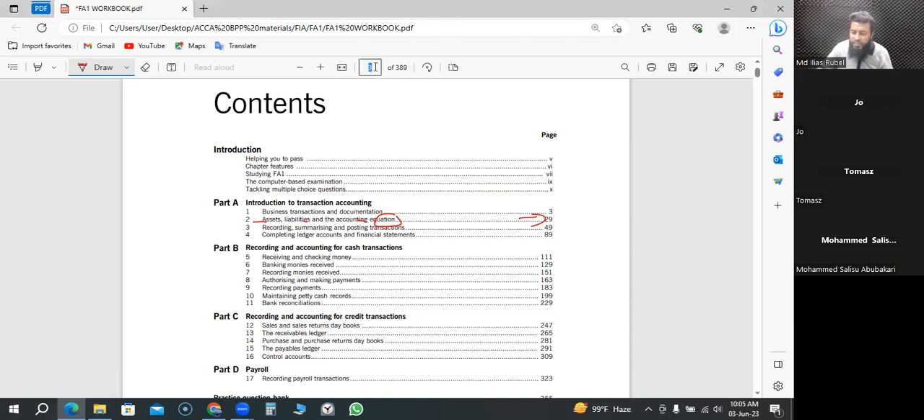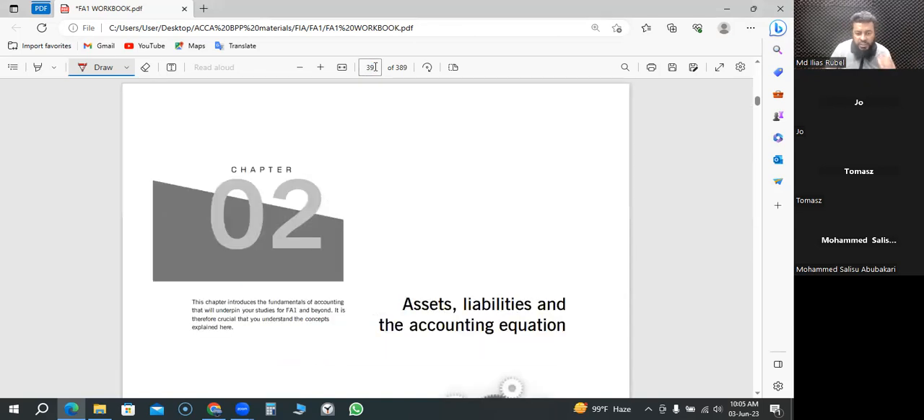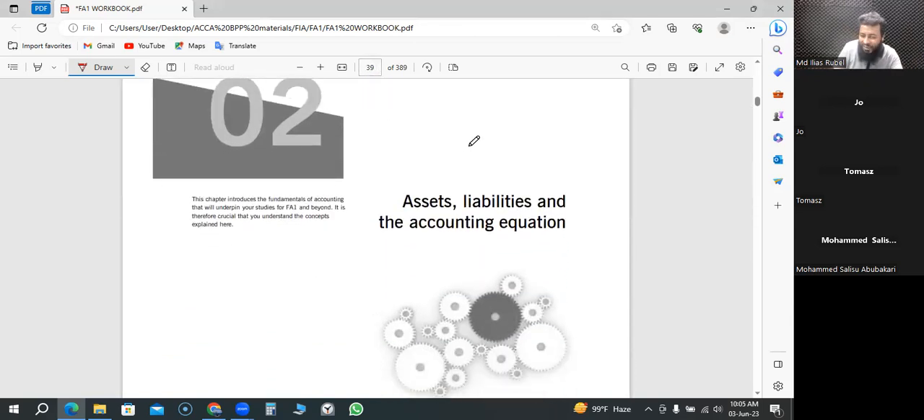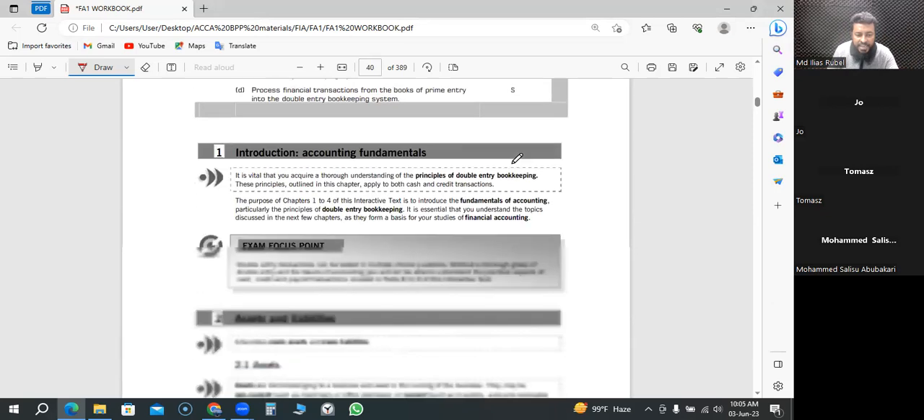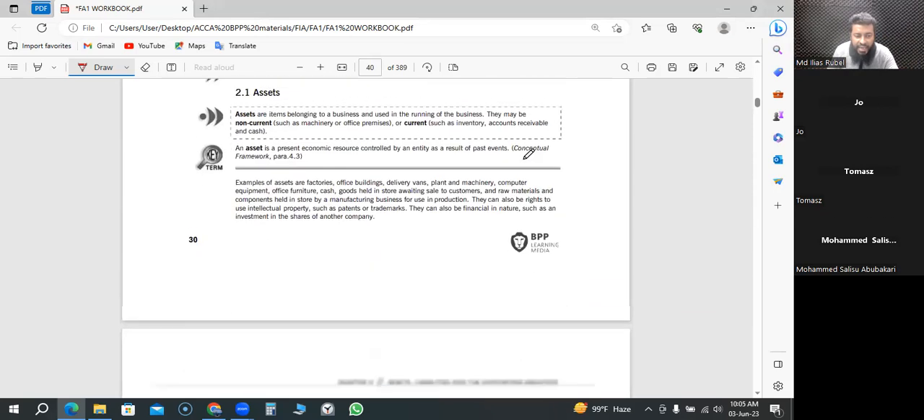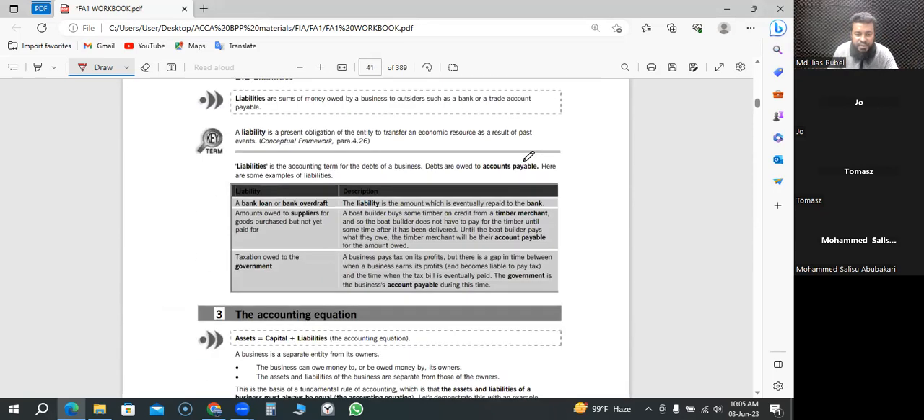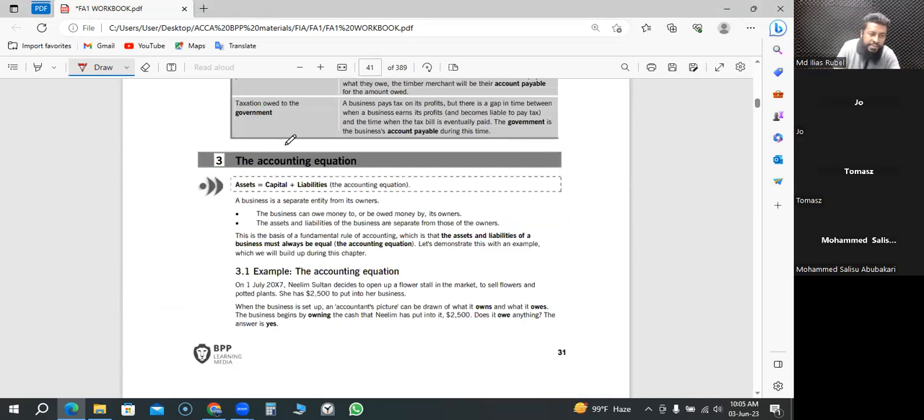Okay, let's start with the book, sharing this world-class material with you. Who remembers the accounting equation? Assets equals capital plus liability, exactly. Here we go, highlighting for you: the accounting equation, assets equals capital plus liability. That's your accounting equation.